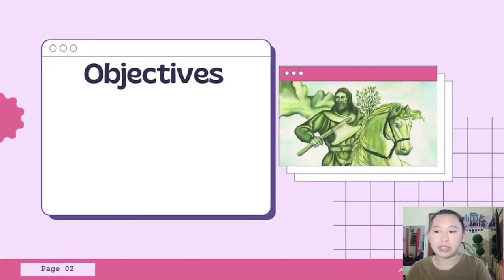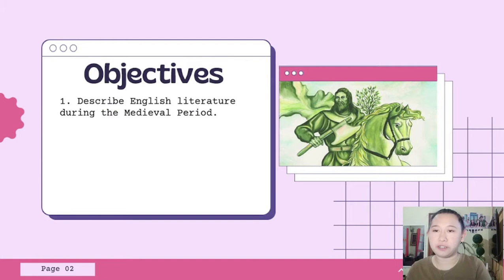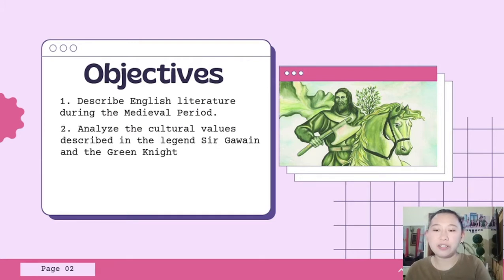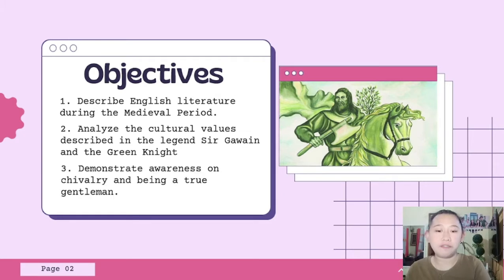Our first objective is to describe English literature during the medieval period. Second, analyze the cultural values described in the legend Sir Gawain and the Green Knight. And lastly, demonstrate awareness of chivalry and being a true gentleman.